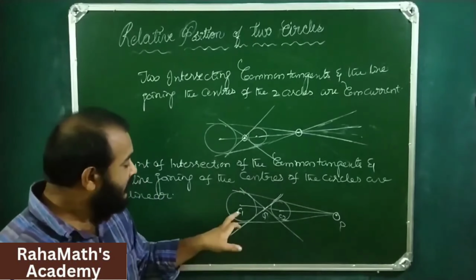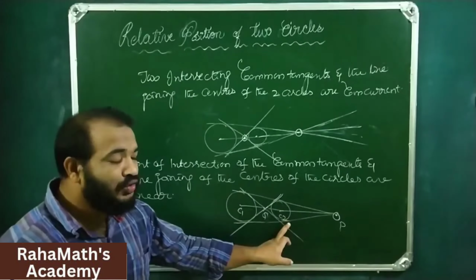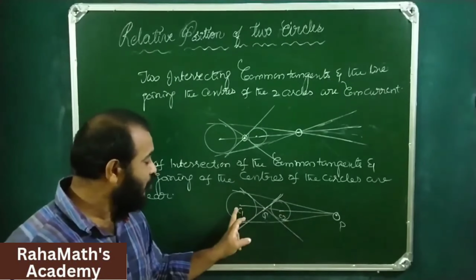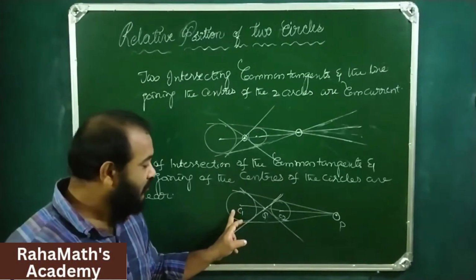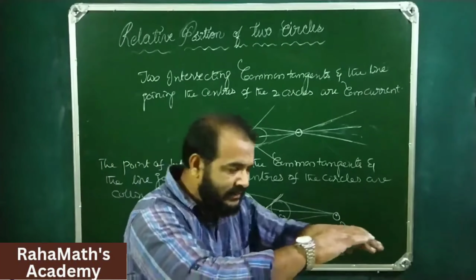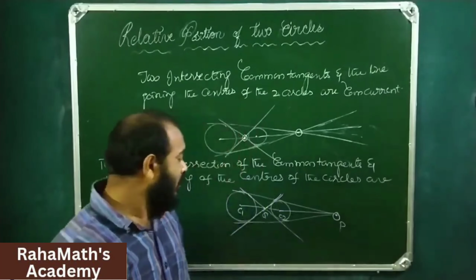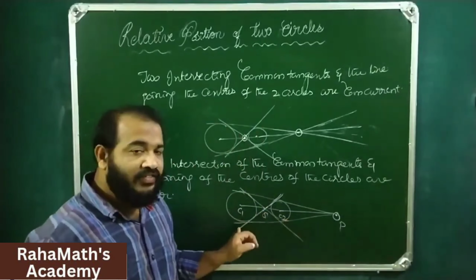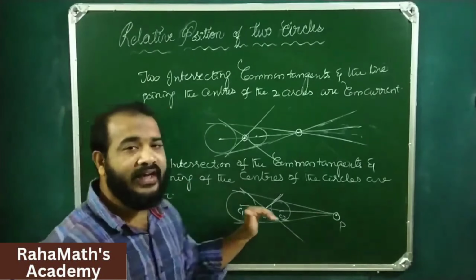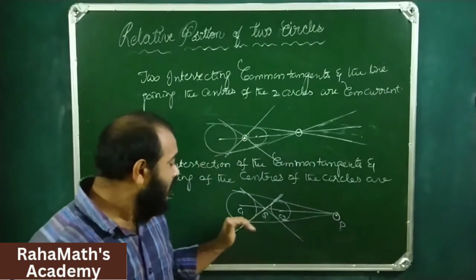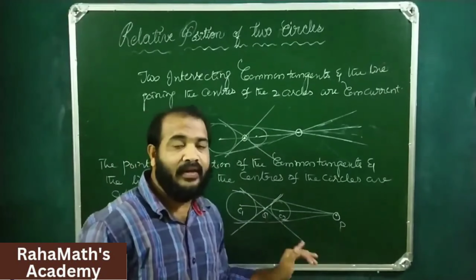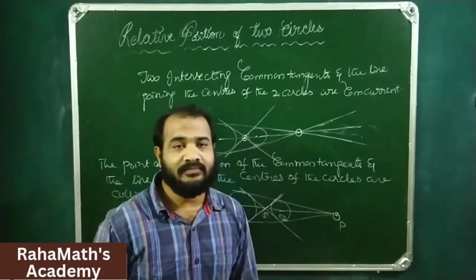Now C1, C2 are the centers of the two circles. The line joining the centers of these two circles, C1, C2, Q, P are all lying on the same line. Therefore, the centers C1, C2, the internal center of similitude and the external center of similitude are all lying on the same line. So C1, C2, P, Q are said to be collinear points.